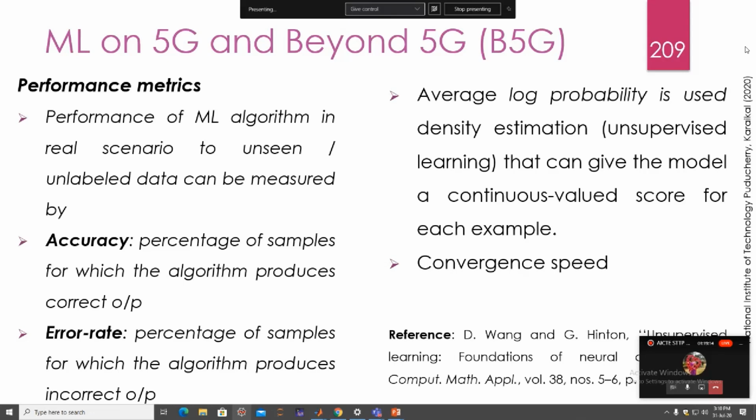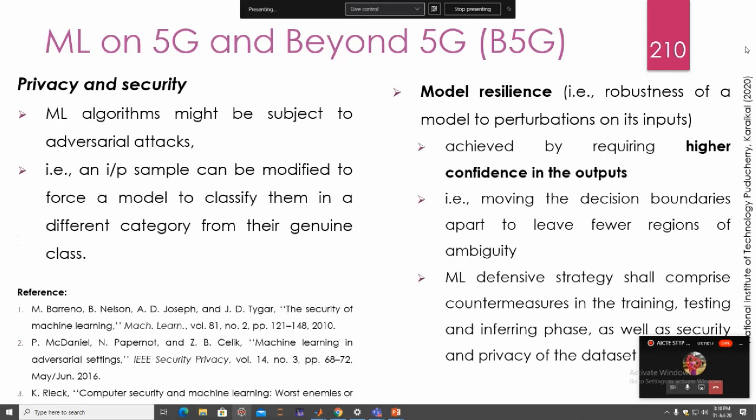Next is privacy and security. This is one of the major problems in machine learning. These machine learning algorithms are subject to adversarial attacks. That is, an input sample can be modified to force a model to classify it in a category different from its genuine class. That means if you change some input samples, if you forge the data at the input end, it will give rise to an incorrect output, an incorrect result.